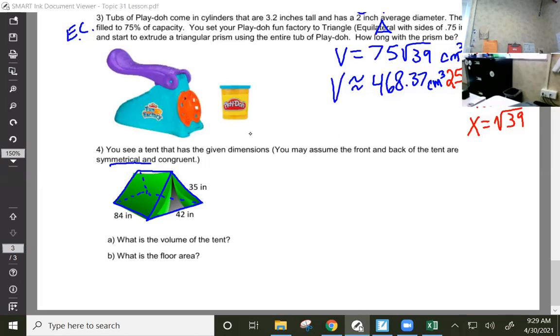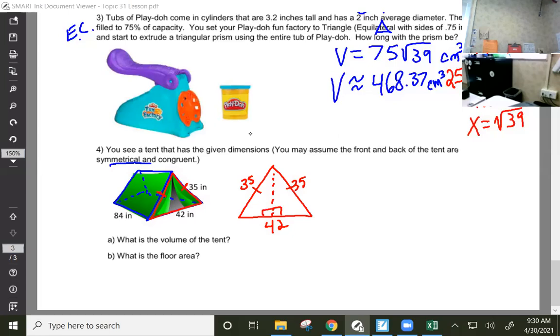So basically, if it's symmetrical, we have an isosceles triangle: 35, 35, and 42, because it says you may assume the front and back of the tent are symmetrical and congruent. You're not going to have one side of the tent being 12 inches and the other side being 52. They do make tents like that, or they used to make asymmetrical tents. I don't know why, but they did. All right, so I've got an isosceles triangle.